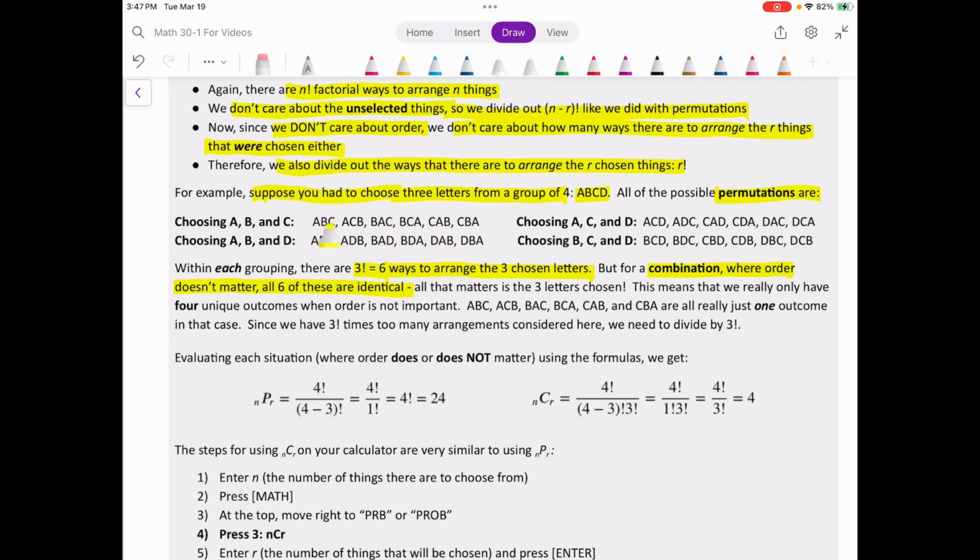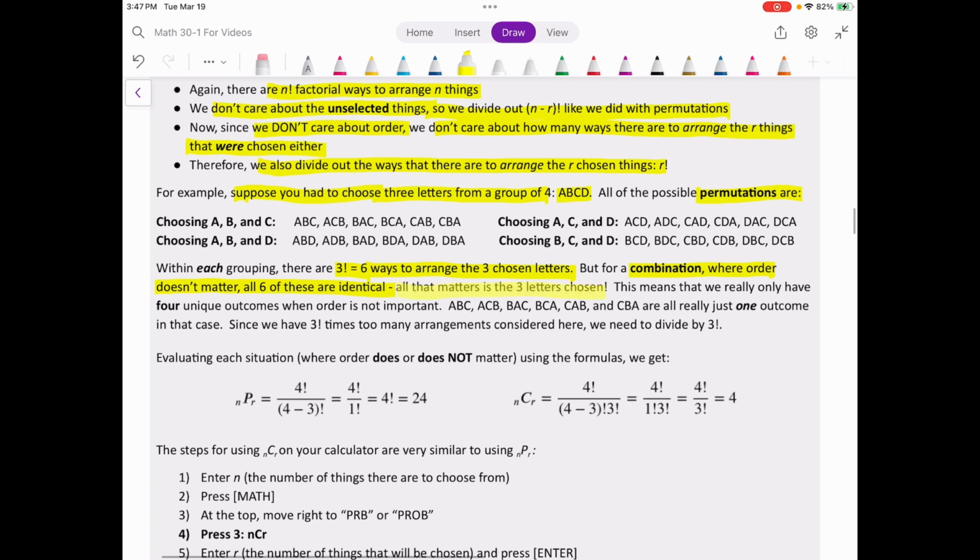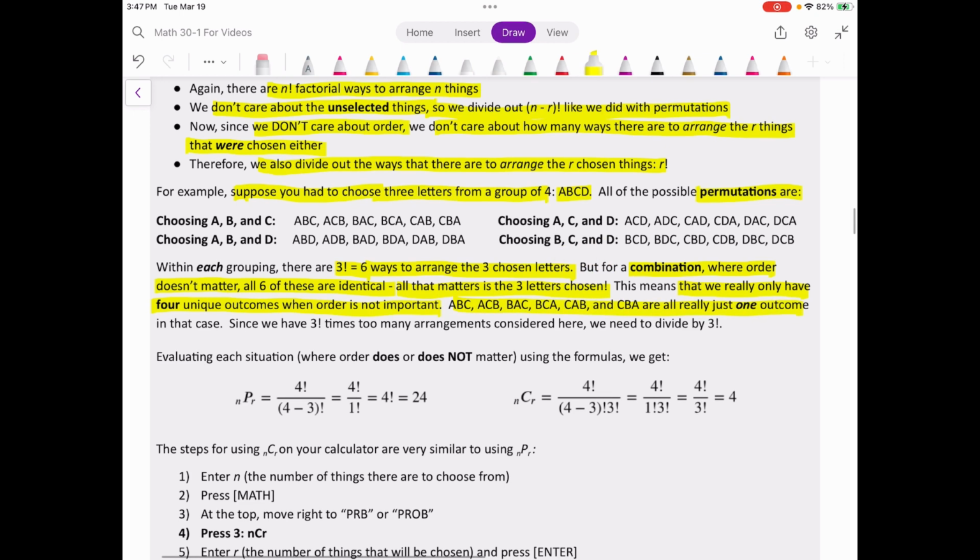They all have the same 3 parts. If order doesn't matter, these are not different outcomes. They're all the same thing. They're just ABC, okay? All that matters for a combination is which 3 letters were chosen. So that means that we really only have 4 unique outcomes if order is not important, right? It's ABC arranged however, ABD arranged however, ACD arranged however, and BCD arranged however. Those are all just one outcome in that case.